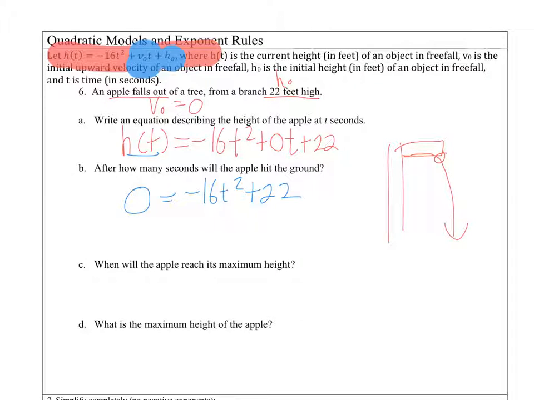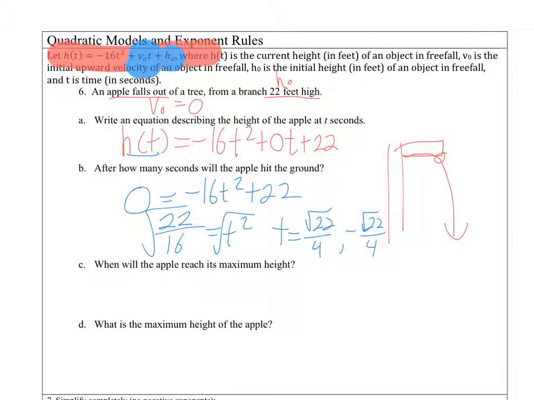To solve this, I'm going to subtract 22, divide by 16. And I've got 22 over 16 is equal to t squared. I'm going to take the square root of both sides. And I get t is equal to the square root of 22 over 4 and negative the square root of 22 over 4. This answer doesn't make a heck of a lot of sense. That'd be going back in time if time is a negative number. So I'm going to eliminate that as a possibility. So in other words, my apple is going to hit the ground after the square root of 22 over 4 seconds, or whatever the decimal equivalent is.